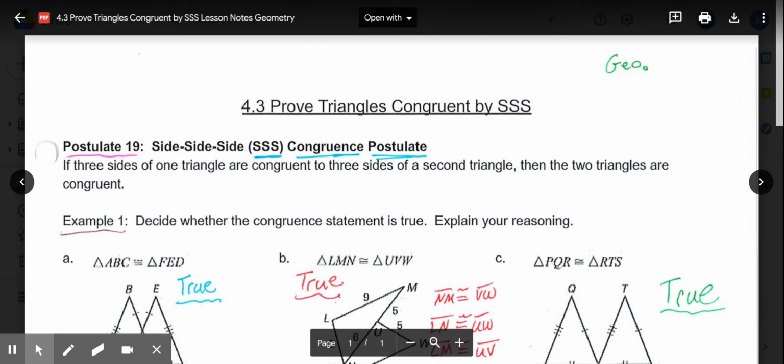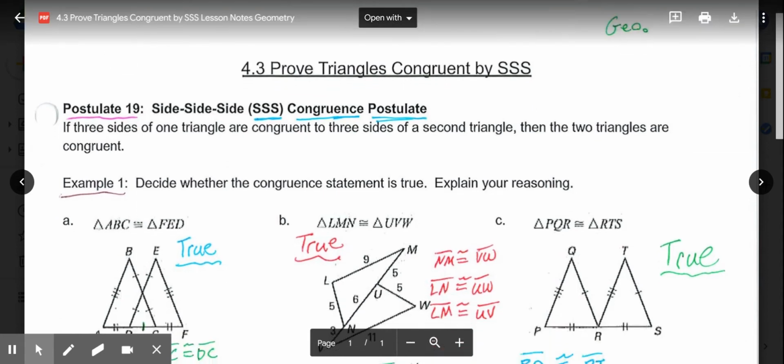And what that postulate states is if three sides of one triangle are congruent to three sides of a second triangle, then those two triangles are congruent. So if three sides on one are congruent to three sides on the other, those two triangles are congruent. So we're going to apply that in example 1 to begin with.